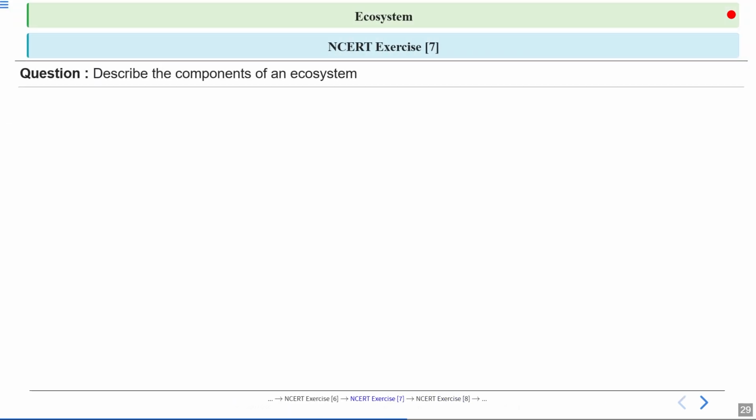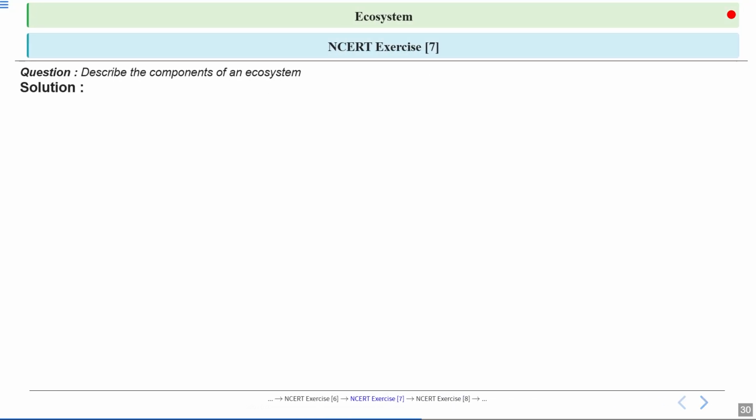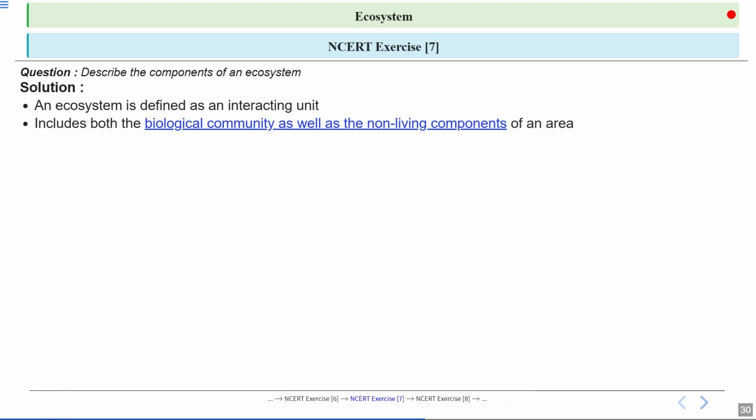Next question, describe the components of an ecosystem. So let's have a look at the answer. See, an ecosystem is not just a collection of living things and non-living things. It includes both the biological community as well as the non-living components of an area. So an ecosystem is made up of two main parts, the living and the non-living. The living part are all the plants, animals and bacteria and fungi. The non-living part are things like sunlight, water, soil and air.